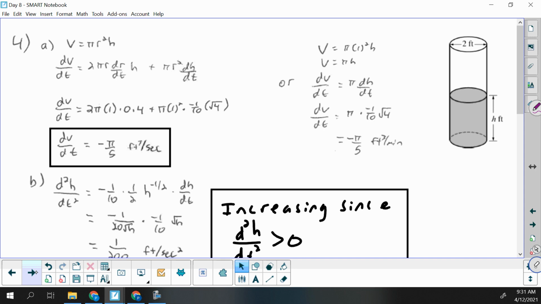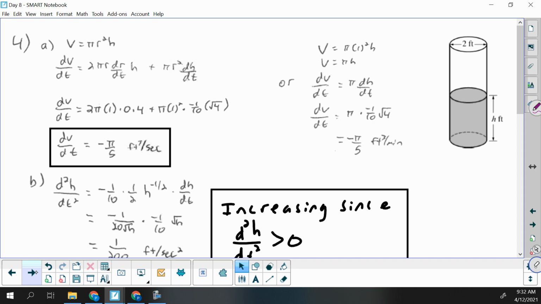You could have either done your derivative with respect to time and done a chain rule. So you got dV over dt, take your derivative of the r part, so 2 pi r dr over dt times the regular h, plus regular pi r squared times the derivative of h, which is dh over dt. Well, because the radius is constant the whole time, that dr over dt is 0 and wipes out the first term. Put 1 in for your radius in the second one and replace the dh over dt with -1/10 square root of h.